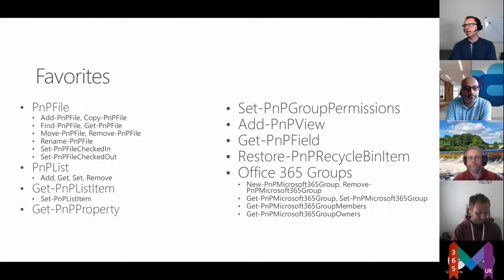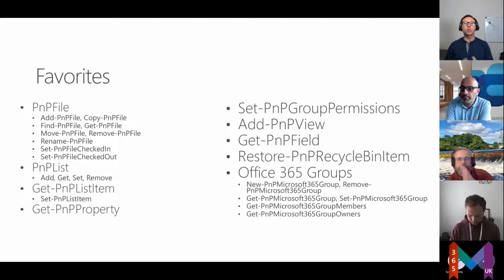Get PNP property is one that I learned very late and still forget about. And this is one that lets you pull a specific property of an object. So for those of us that learned how to do PowerShell on-prem, that PowerShell snap-in that comes with SharePoint Server goes directly against the object model. So if we grab a site or something like that, we get all of the properties for whatever it is we hit, the SP site, the SP web, whatever, and then we can do whatever we want with them.